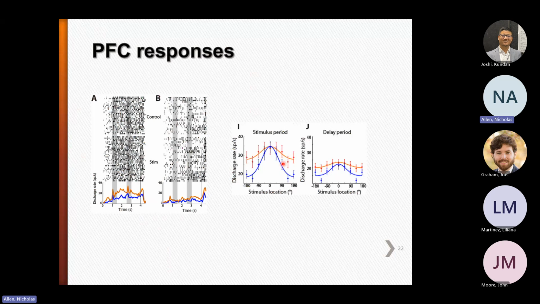And what we saw in this experiment is illustrated on the left, showing the response of a single neuron. The blue line is the control condition, the orange line is the stimulation condition. What we see in general is that, by stimulating the cells, we saw higher overall activity in the prefrontal cortex.